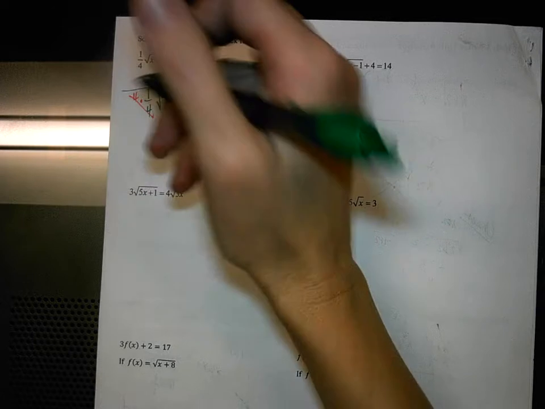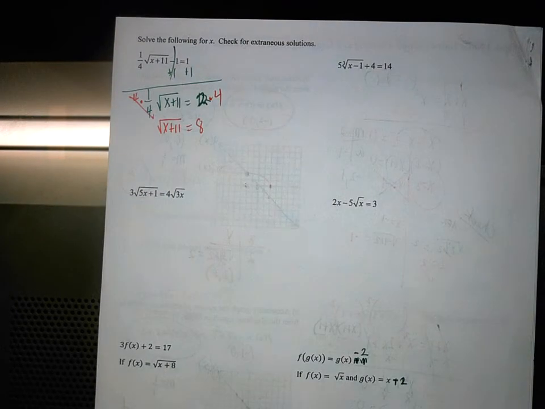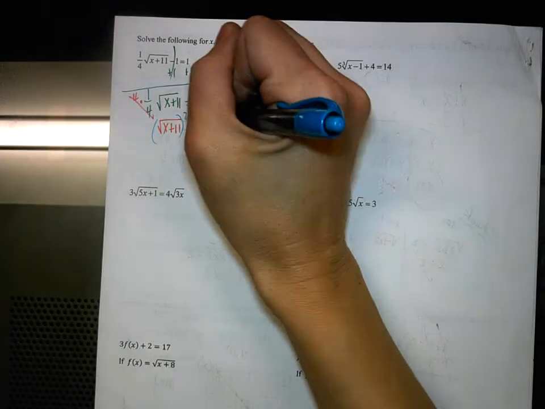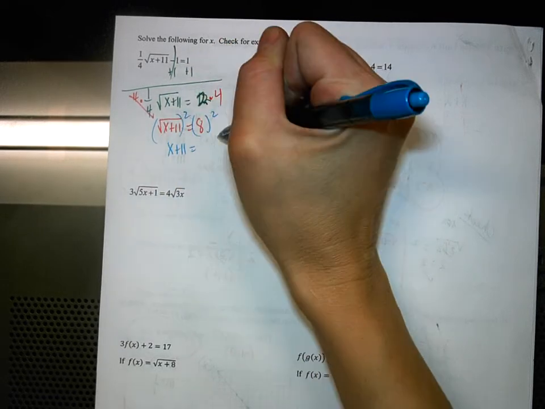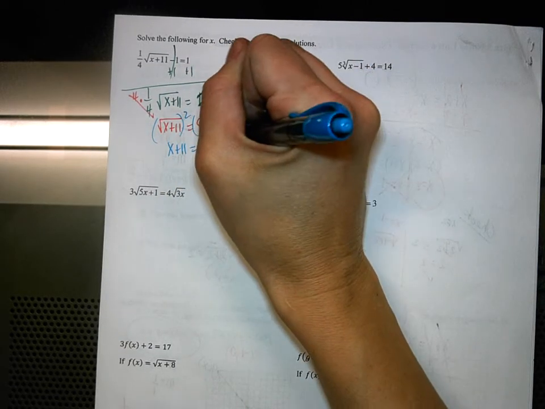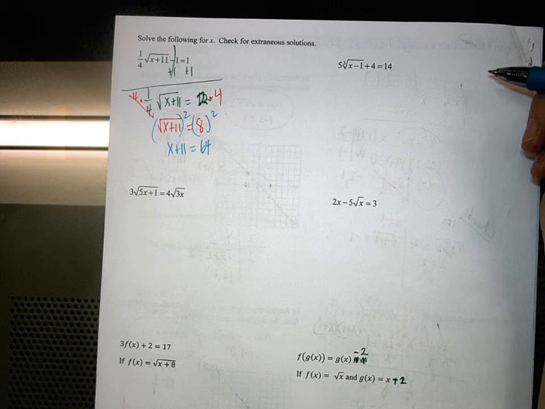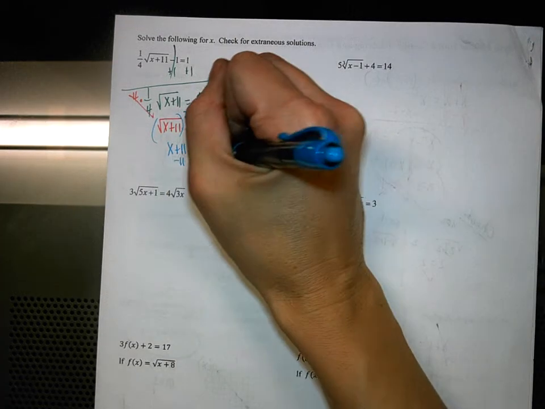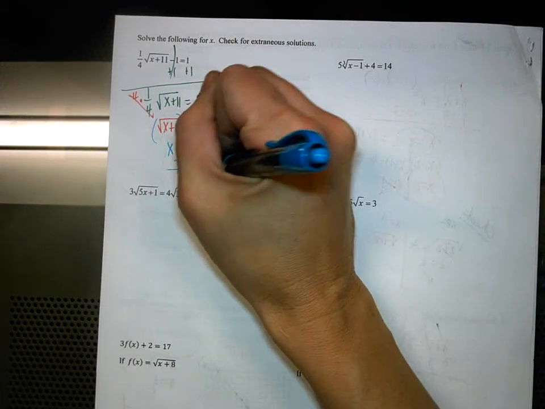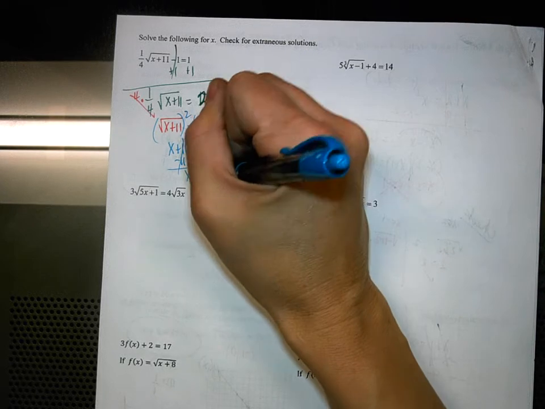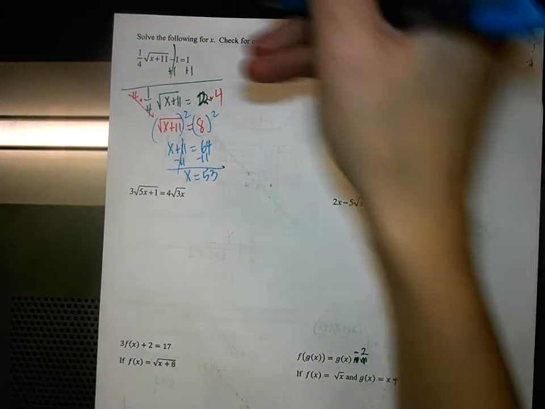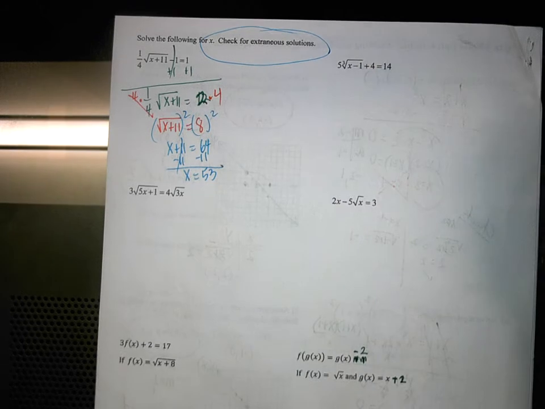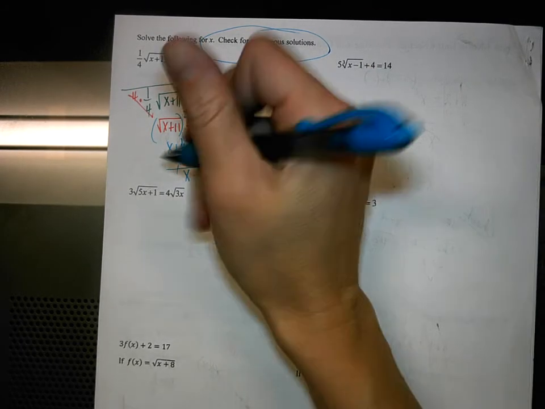To finish this one, what would I do now? Good. Now that your root is by itself, you square both sides. We get x plus 11 equals 64, and then to solve, what would I do? Subtract 11 from both sides, and x equals 53. What do you always need to do on these? Check. We do not have time today to check them. I'm going to tell you this one checks out. Okay? This is our answer.